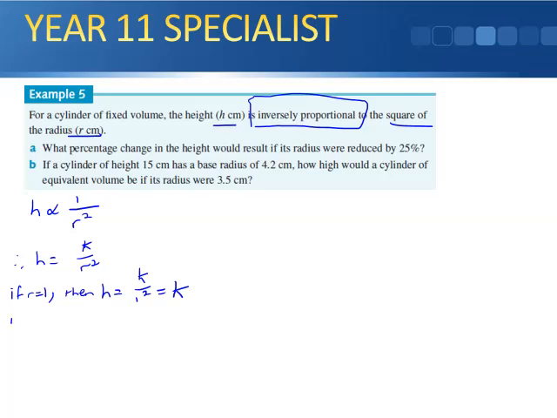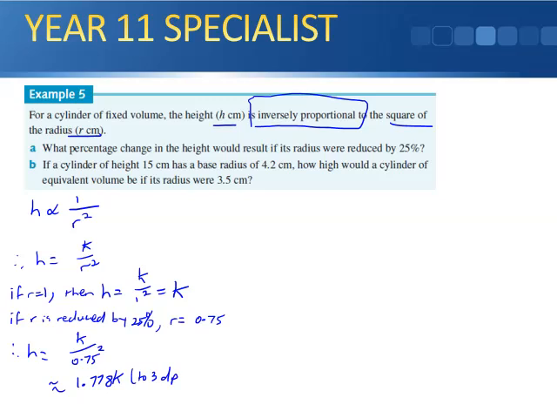Now, if it's reduced by 25%, then r equals 0.75, because r is 1, so it becomes 0.75. Then h equals k divided by 0.75 squared. Therefore I end up getting h is approximately 1.778k, to 3 decimal places. Then we can work out the percentage change. The change is 0.778k divided by the original, which is k, times 100, just like we did before, so 77.8%. So that's part A.